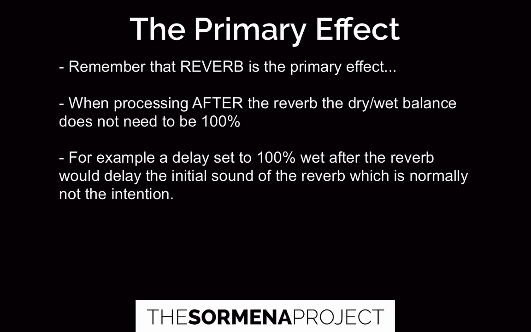So let's say you have a reverb followed by a chorus. It may not make sense to put that chorus to 100%. In fact, it probably wouldn't. So I wrote here, for example, a delay set to 100% wet after the reverb would delay the initial sound of the reverb, which is normally not the intention. So you always have to use your brain. It makes sense to put the delay 100% before the reverb because it's serving as a pre-delay. But after the reverb, if we set that delay over 50%, it's going to sound very unnatural. It's going to be very experimental because you're going to get this soft sound of reverb followed by this louder sound of delayed reverb. That still sounds like something cool.